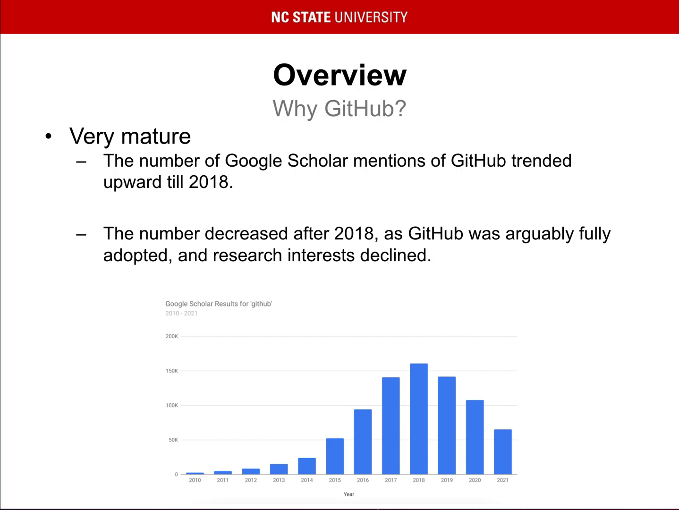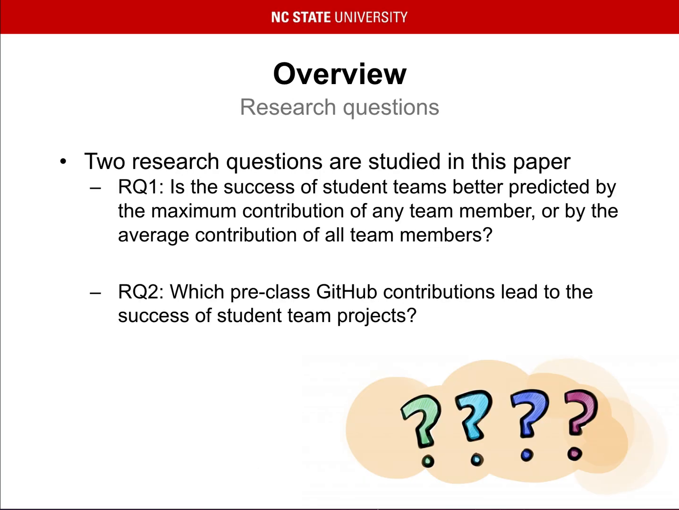This graph shows the Google Scholar mentions from 2010 to 2021. The research interests keep growing in the first 10 years after GitHub's launch in 2008, but keep dropping after 2018, as GitHub was arguably fully adopted and the research interest declined.